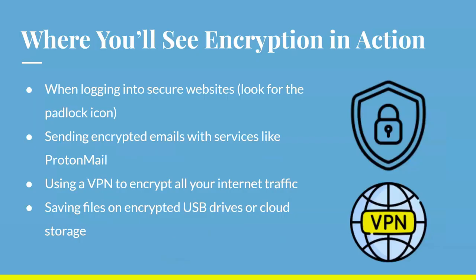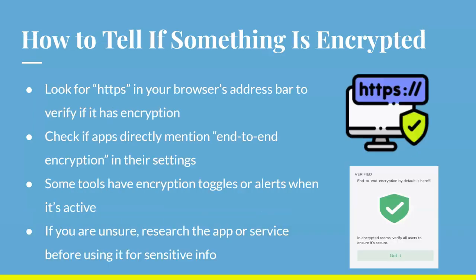When logging into secure websites, there might be a padlock icon, so as you can see on the right of the screen, a padlock. Sending encrypted messages or mails with services like Proton Mail. Using a VPN. A VPN is sort of like an encryptor. It is basically an encryptor, but instead of just encrypting a text message or your password, it encrypts all of your data, and all of your internet traffic is being encrypted. So that will make sure no one can see your data. And saving files on encrypted USB devices or cloud storage.